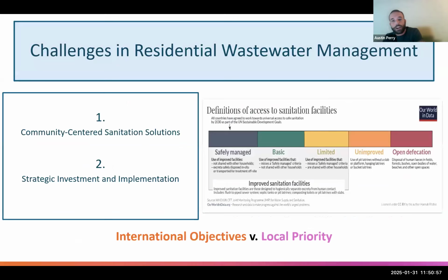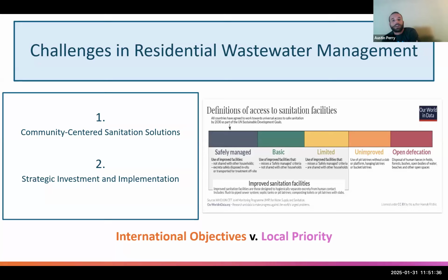Some of the challenges, very generally, in residential wastewater management are community-centered sanitation solutions. What do we mean by this? We can come up with a wastewater system that works perfectly for us, but that doesn't mean it works perfectly for somebody else in a different environment in a different part of the world. They may have different priorities. They may have different objectives. Whatever it might be, what works for us doesn't necessarily work for somebody else. So whoever you're working with needs to take the lead on what they're trying to accomplish. And then we can find the systems that will help accomplish those goals.